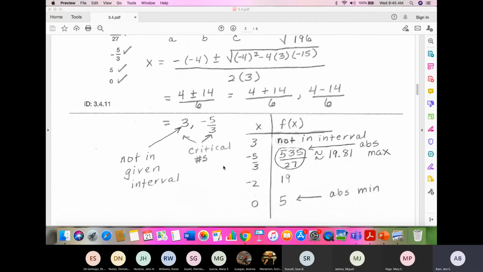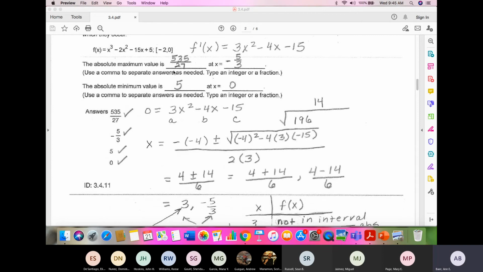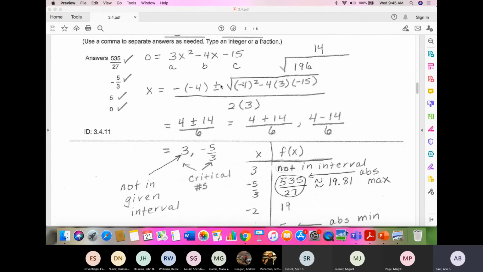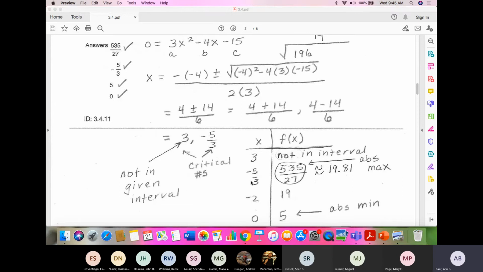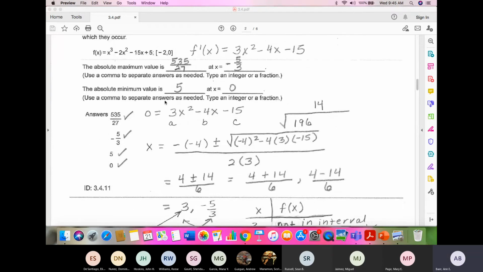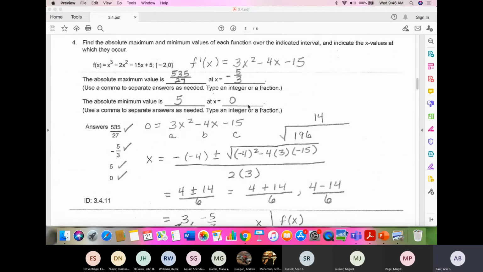So you can see that they wanted us to state them. The absolute maximum value is 535 over 27. And where does it occur? At -5/3. The absolute minimum value is 5. And where does it occur? At 0. Right there. Any questions on this particular problem, number 4? This is really the strategy on how these problems are done.